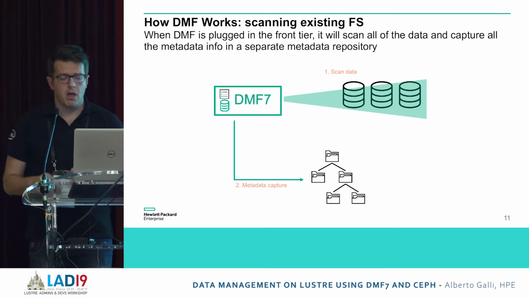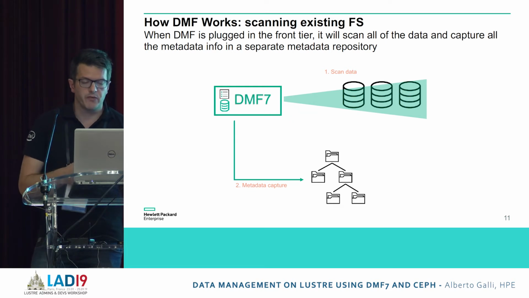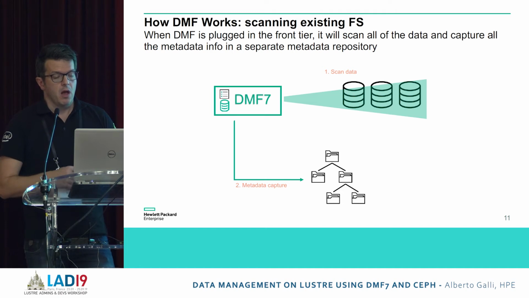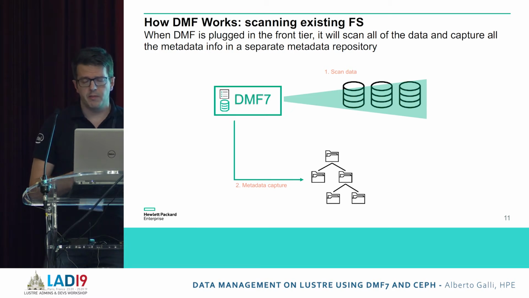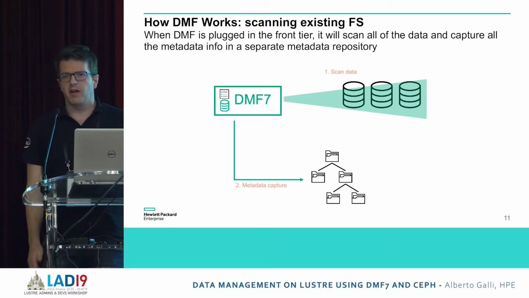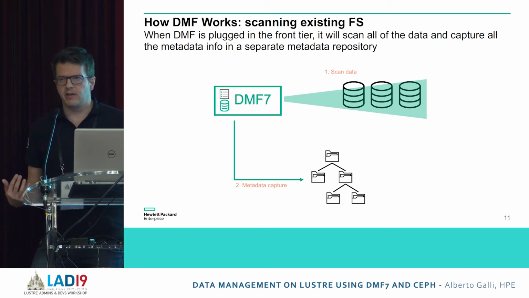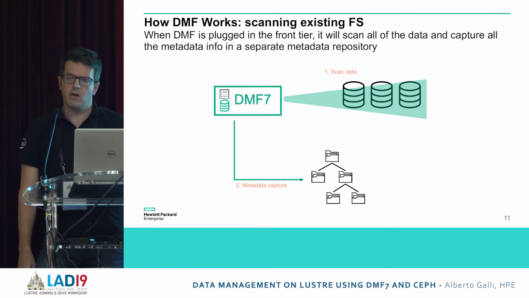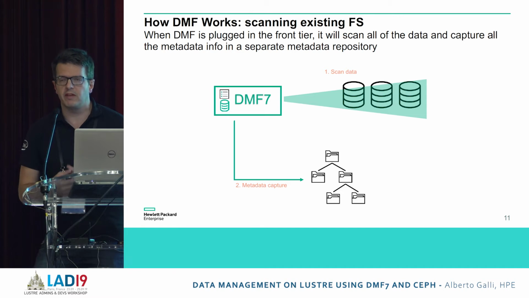Okay, so now that we've seen a little bit of the nested details about DMF, what interesting stuff can we do with DMF? First of all, there are several ways to install DMF. Either the file system already exists. Simple: you put DMF in, we scan the file system, get all the metadata and put it into the Cassandra database. Important thing is you don't have to wait for the end of the scanning to begin to use the file system and use DMF.